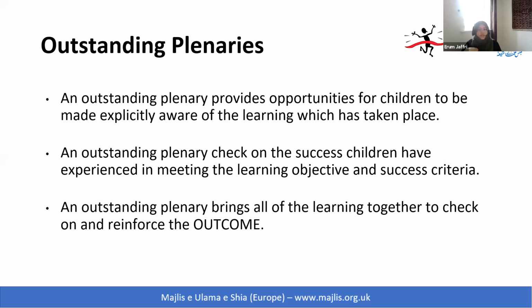An outstanding plenary checks on the success children have experienced in meeting the learning objectives and the success criteria. So what was it that they were aiming to learn in this lesson, and have they managed to learn it? And it's important that the children assess this as well as you, because as teachers, we'll be assessing it. So you can see, have they learned the objective or not? But for the children to get some sort of feedback for themselves, it's a good idea for them to reiterate their learning, that what they've learned today.